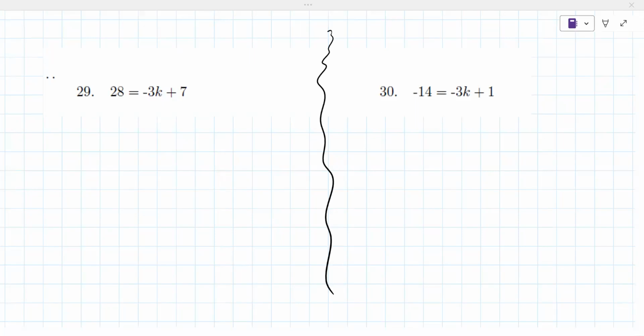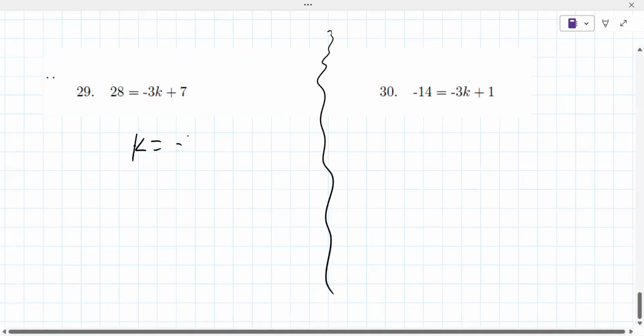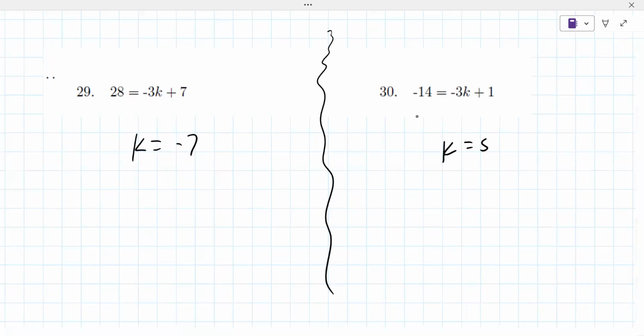Okay, for the first one, I got k equals -7. Okay, good. The second one, I got k equals 5. Good, really good. Okay, fantastic.